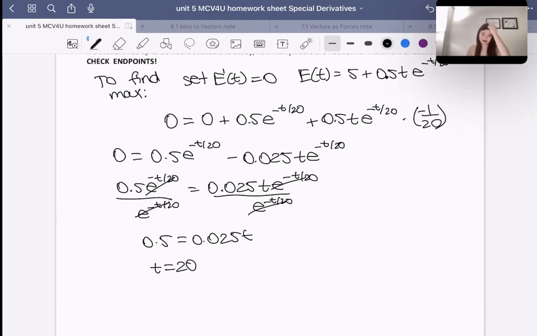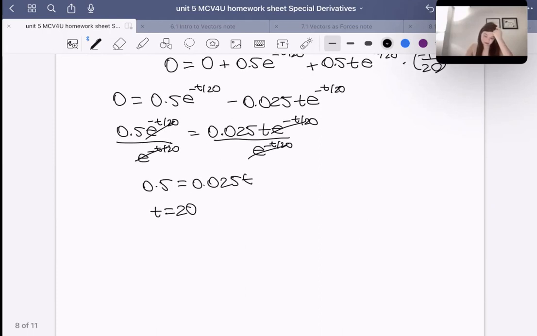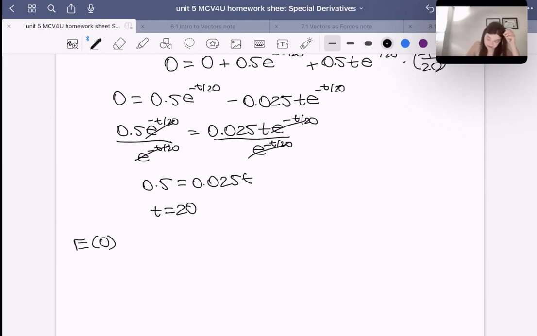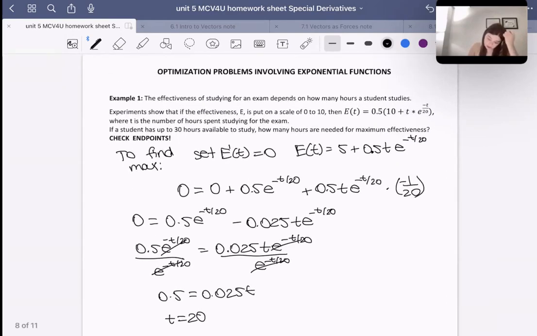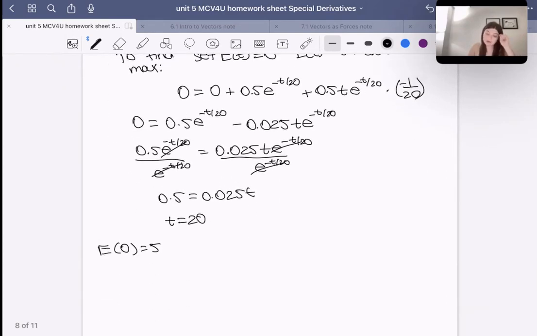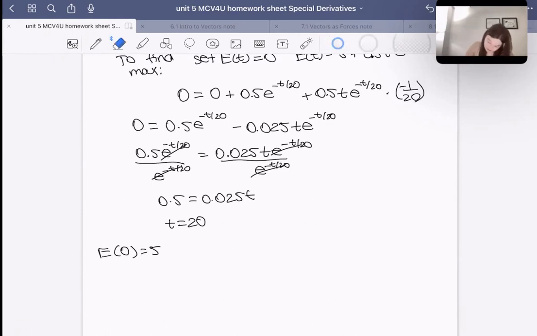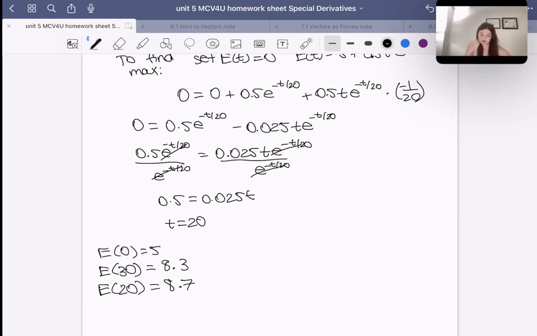Now, let's also look at the endpoints. So E of 0 equals 5. So if we study for 0 hours, then our effectiveness is only 5 on a scale of 1 to 10. So we only get 50% on this exam. Okay, what about E of 30? If we study for 30 hours, and we plug that in, we get 8.3. And then what about E of 20, which is our maximum effectiveness? We get 8.7. So it seems as though if we go above 20 hours, we're actually lowering our effectiveness, right?